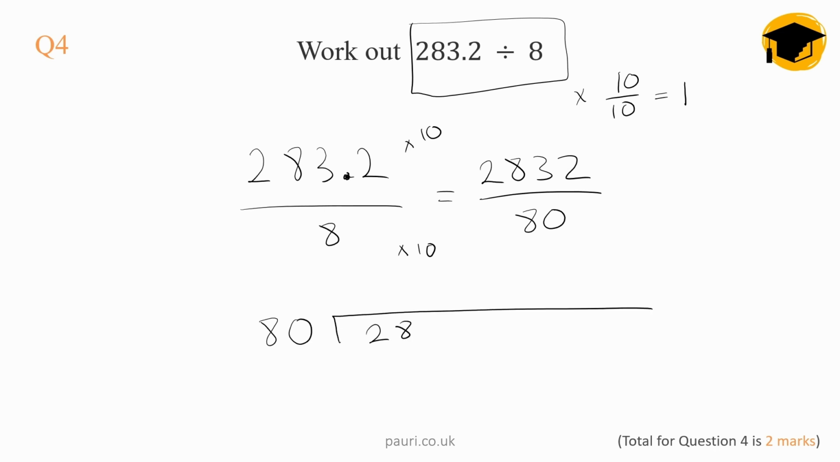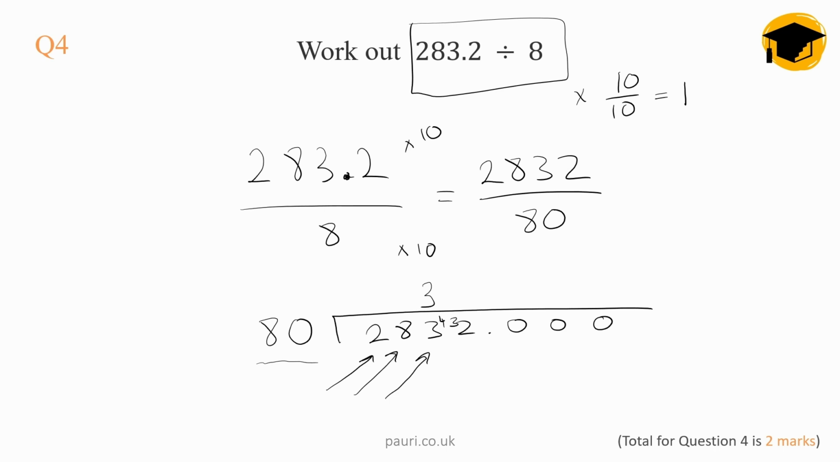So 2832.00, add a few zeros. Don't get too worried, but we're going to do our 80 times tables, so whatever number's on the outside. How many 80s into 2? It doesn't go. How many 80s into 28? It doesn't go. How many 80s into 283? So let's try it. 80, 160, 240. If I go above that, I'll get more than 283. So that goes 3 times. So we got up to 240. Our remainder is 43.